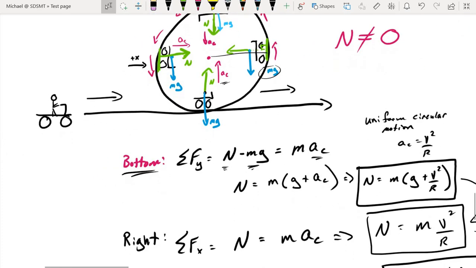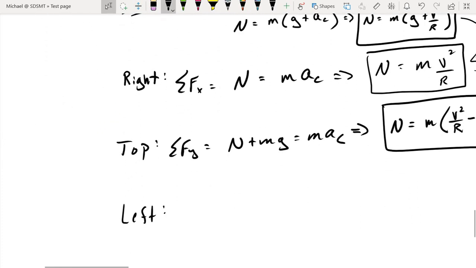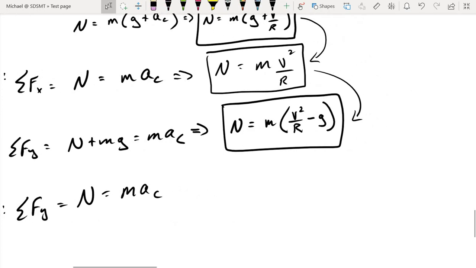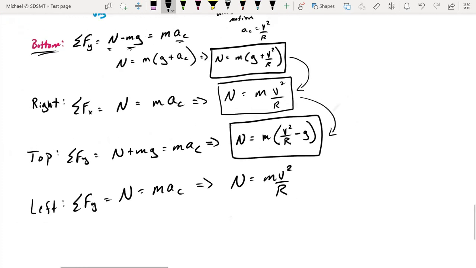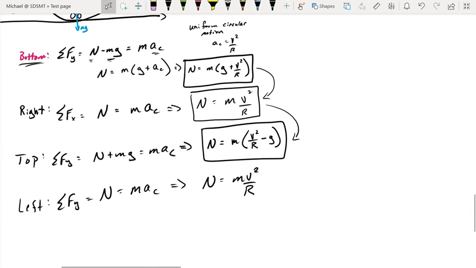Here we go. We'll fill in that sum of forces. We have the normal force, and that's it. So that's responsible for the centripetal acceleration. And there we have it. So the normal force at the right side and the left side are actually equal to each other, because in both cases we have mv squared over r.